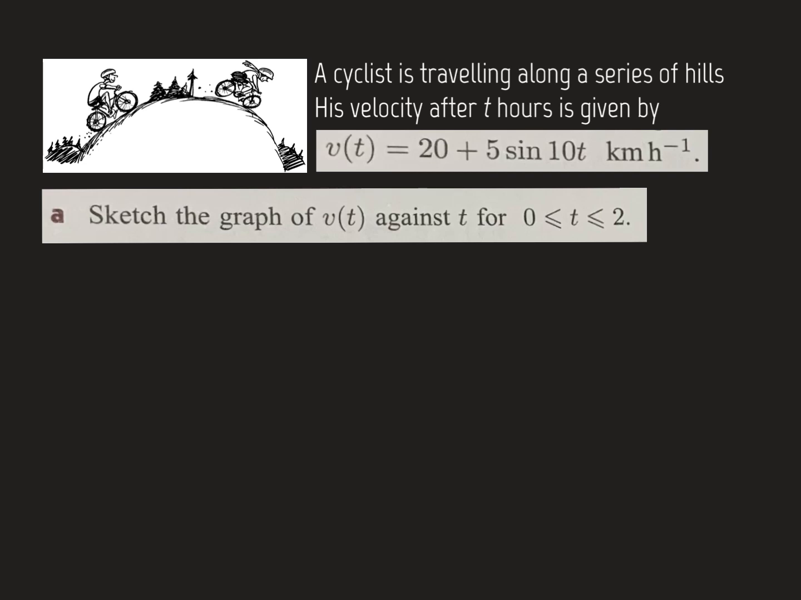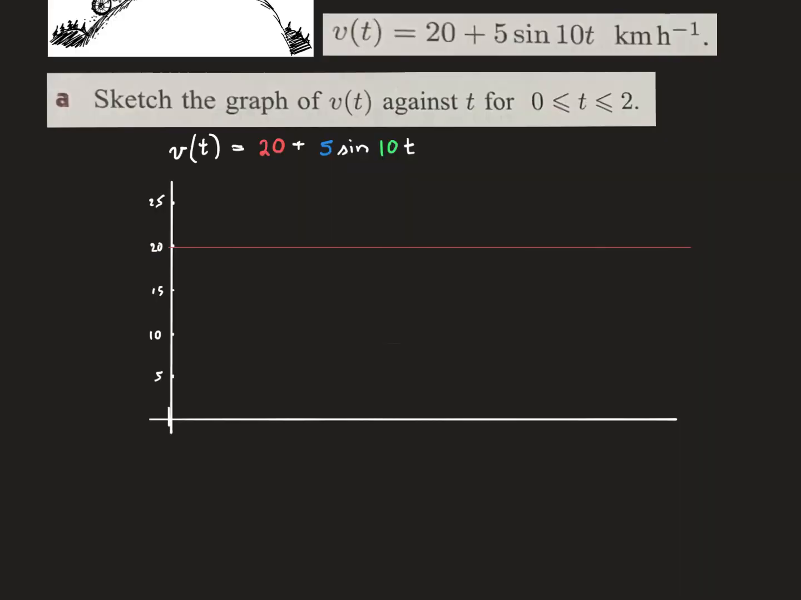To sketch this velocity function, let's examine it closely. Here the 20 indicates the baseline. It means that the whole sine is going to be moved up vertically by 20 points. And the 5 is going to indicate that the amplitude of that sine wave is going to go up by 5 and come down by 5.